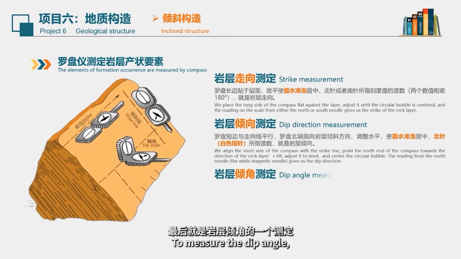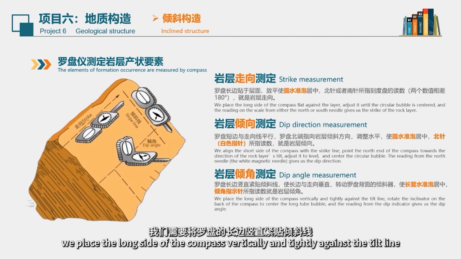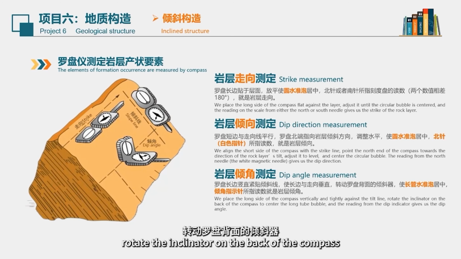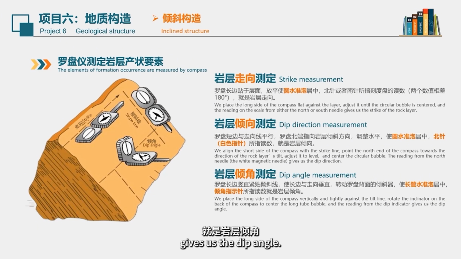To measure the dip angle, we place the long side of the compass vertically and tightly against the tilt line. Rotate the inclinator on the back of the compass to center the long tube bubble. And the reading from the dip indicator gives us the dip angle.